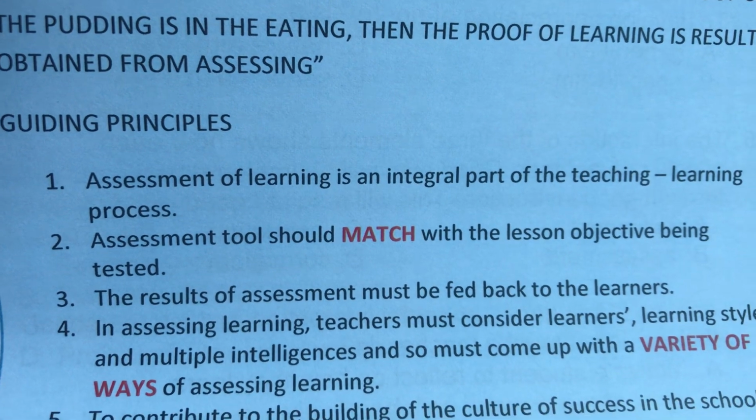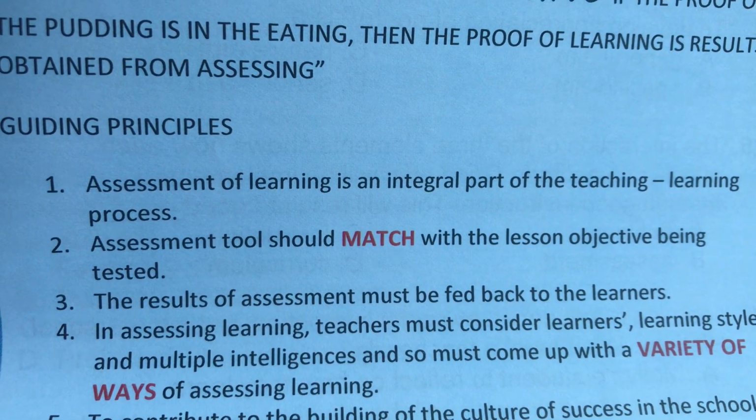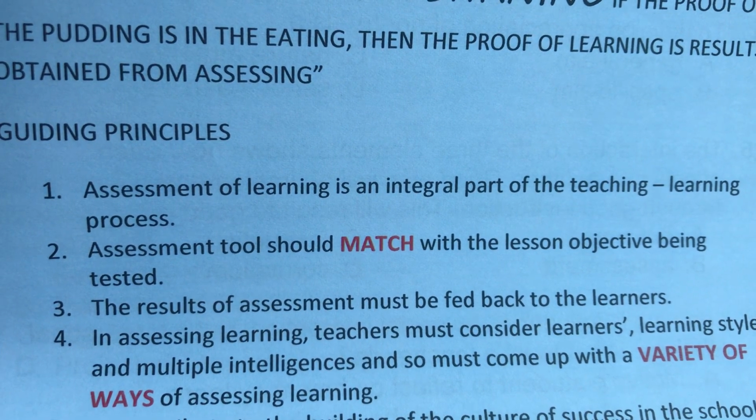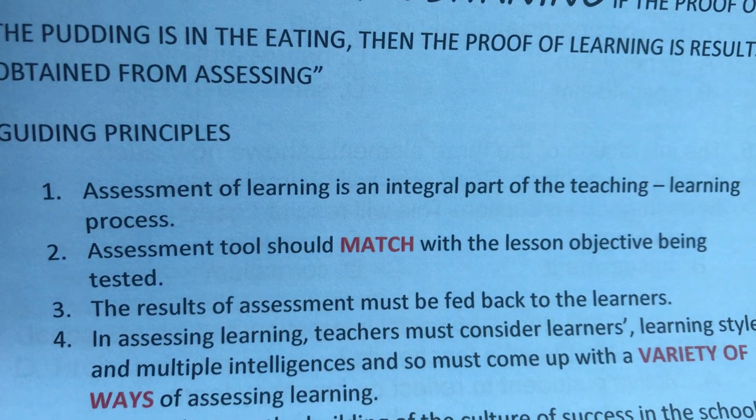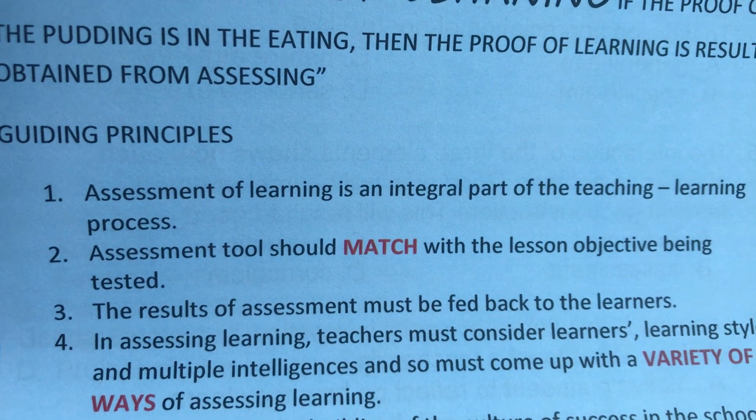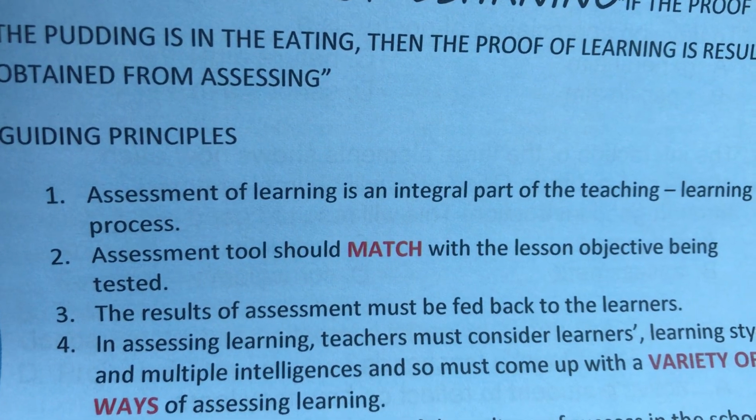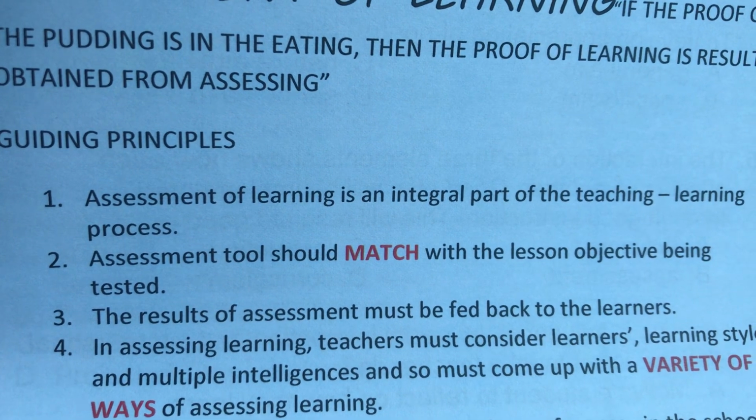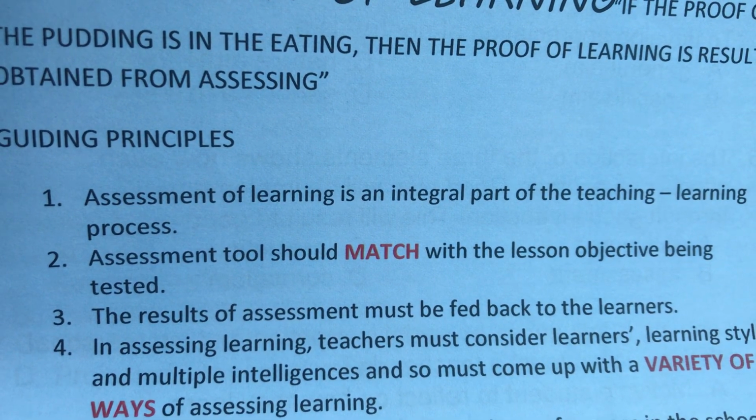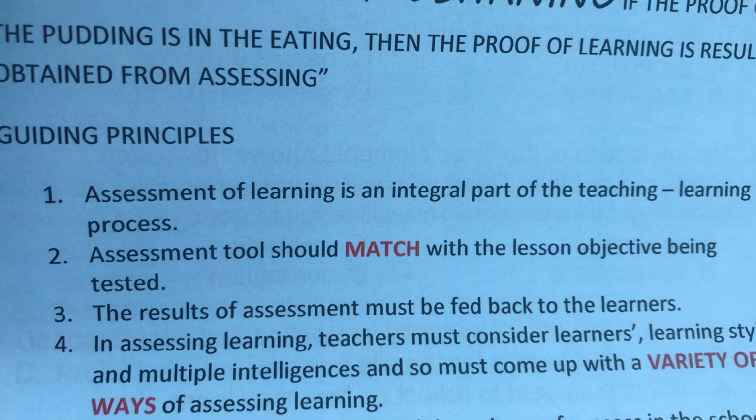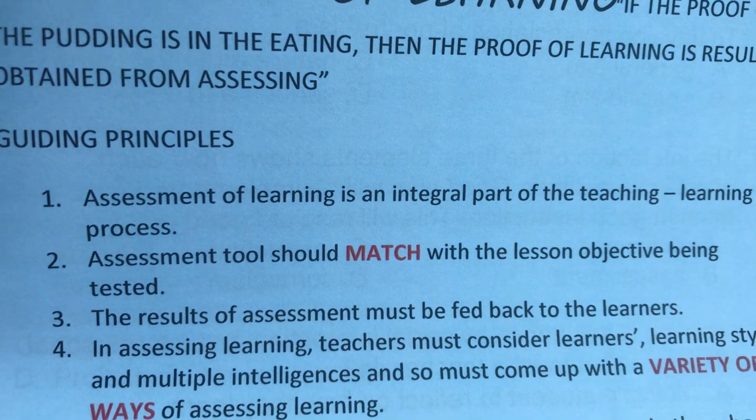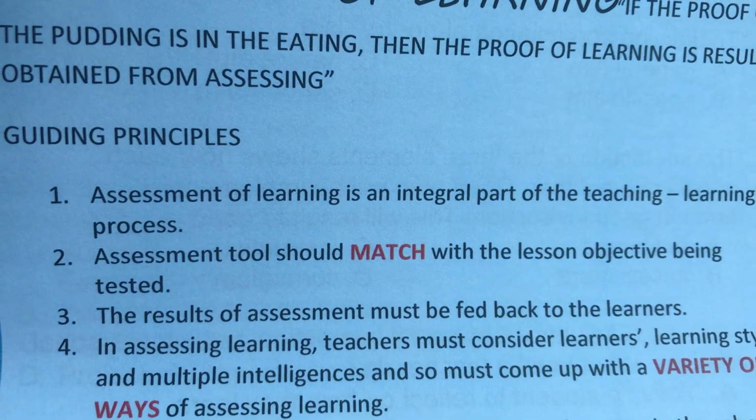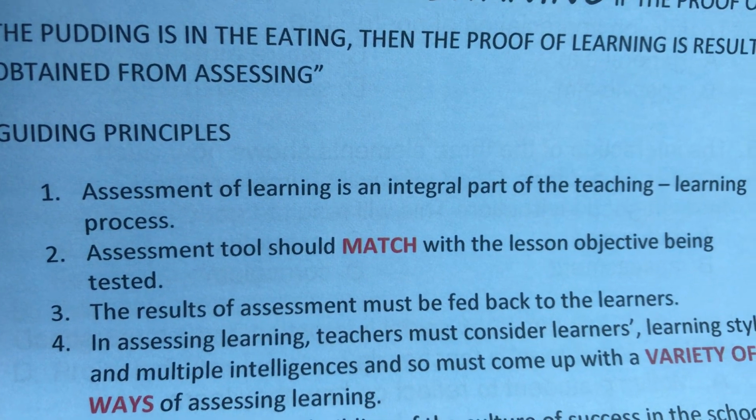Number 3, the results of assessment must be feedback to the learners. Take note of the word feedback. Okay? Kasi naitanong ito dati ng PRC. Okay, assessment must be feedback, A, to the learners, B, to the parents, C, to the relatives, D, to the classmates. So, may mga ganung tanong. So, ang sagot natin, alam na natin, no, it is learners.